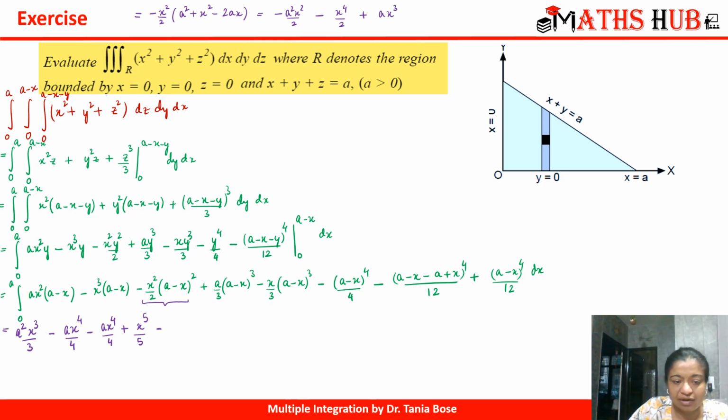Now I need to integrate this term. So the first term will become a square x to the power 3 by 6 minus x to the power 5 by 10, then plus a x to the power 4 by 4, right? Now let us pick up the next term. So this term is a by 3. A minus x whole cube will become a minus x to the power 4 by 4. So that is 12, and there will be a negative sign also, right?